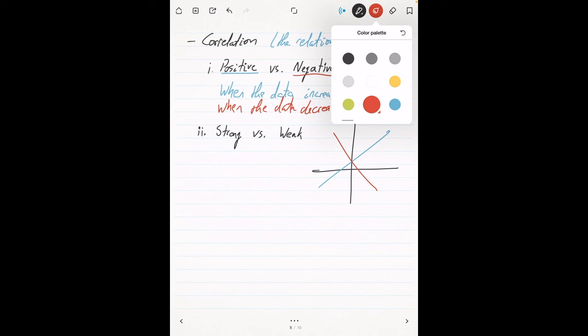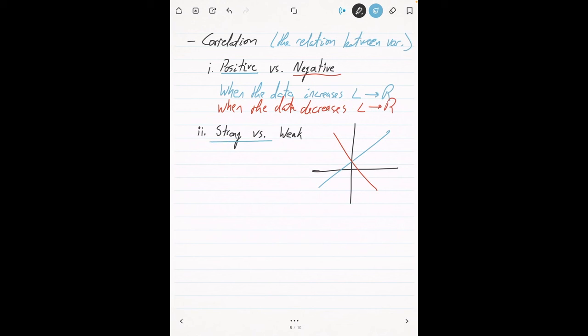The phrasing I want to point out to you now is strong versus weak. Strong versus weak correlation. Strong correlation is when the data is very close to the line of best fit. That's the idea of a strong correlation. The data is tightly packed together. It's very close to the line of best fit that you have.